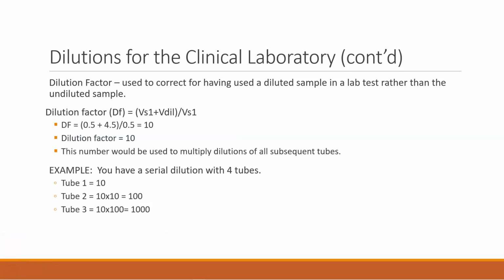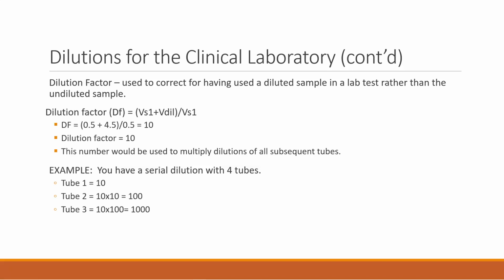Another important concept is the dilution factor. And this is used to correct for having used a diluted sample in a lab test rather than the undiluted sample. And this will become even more important when we talk about serial dilution. So this is the formula for dilution factor. It's the volume of substance 1 plus the volume of the diluent divided by the volume of substance 1.